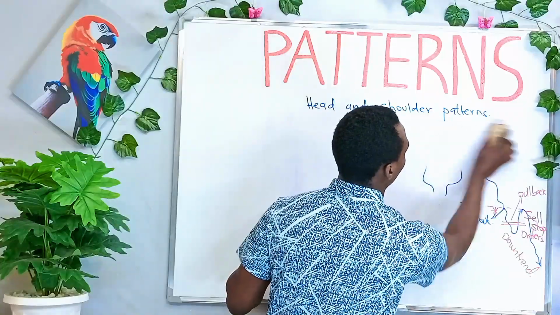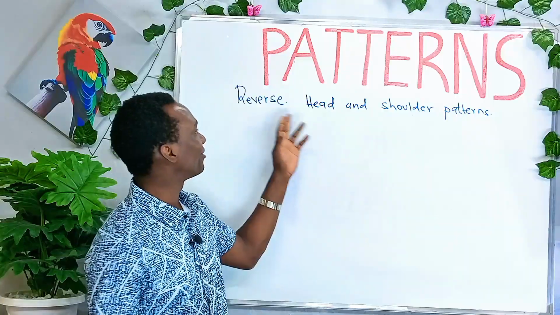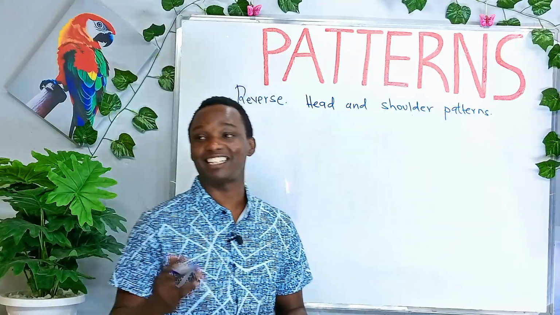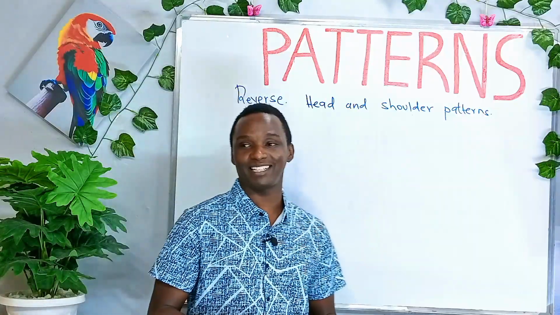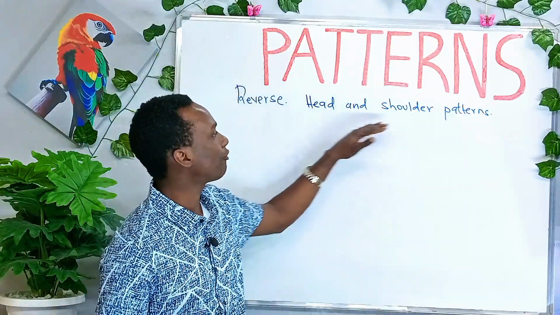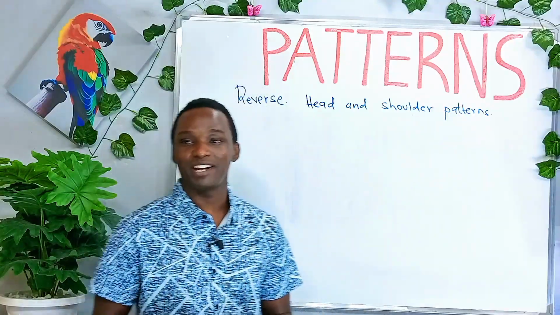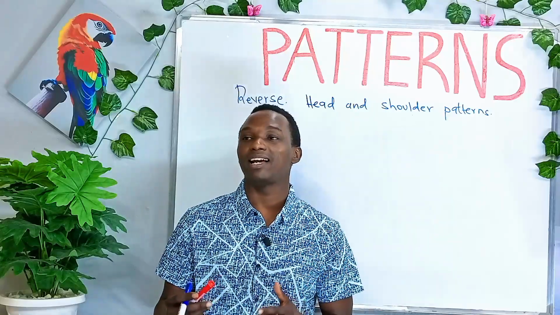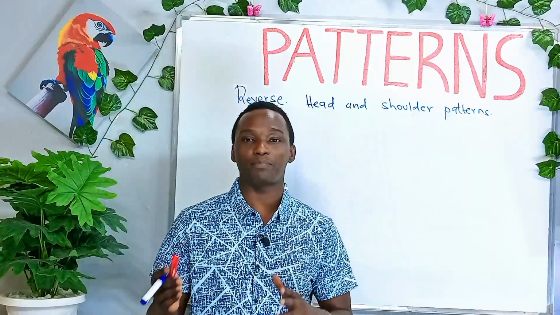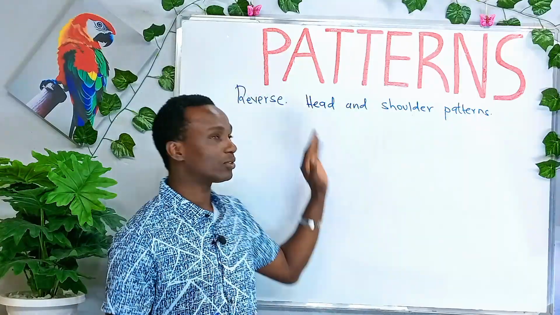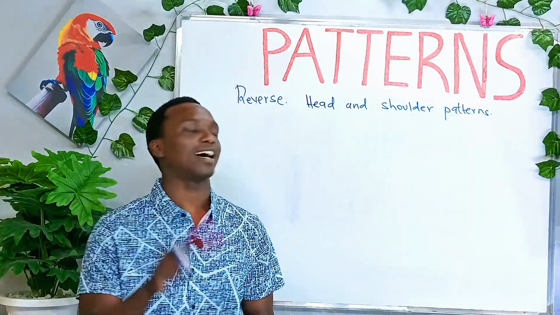The reverse head and shoulder pattern. When we are looking at the reverse head and shoulder pattern, as the name suggests, the inverse is true. It basically means a head and shoulder formation, except that it is in reverse. All right, remember, in the head and shoulder pattern we were looking at a change from an uptrend to a downtrend. In the reverse we'll be looking at the price change from a downtrend to, yes, an uptrend.